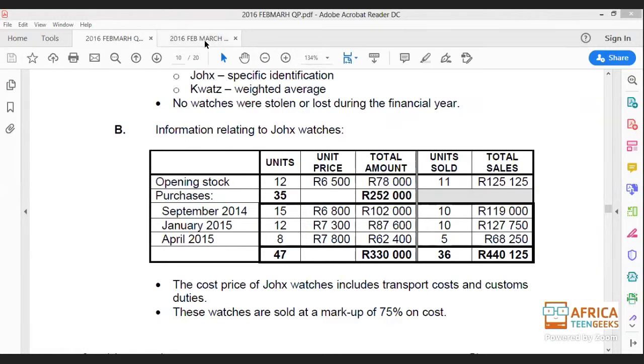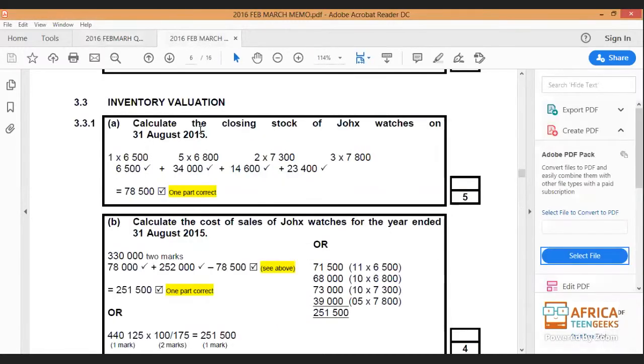Perfect. So here we were told that Jogs watches are valued using a specific identification method. The question says we must calculate the closing stock of the Jogs watches on 31st using the specific identification method.